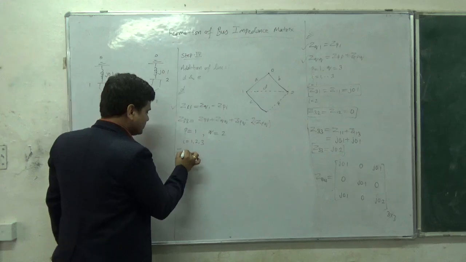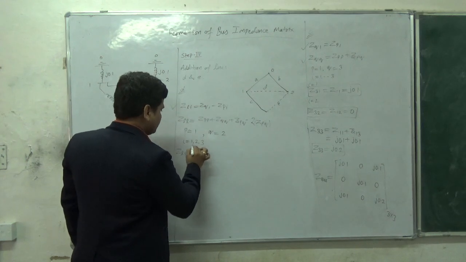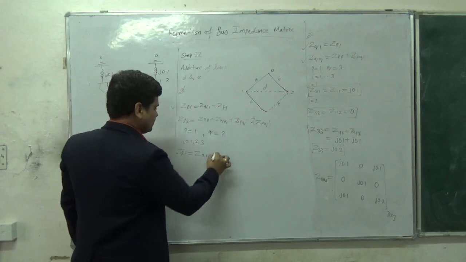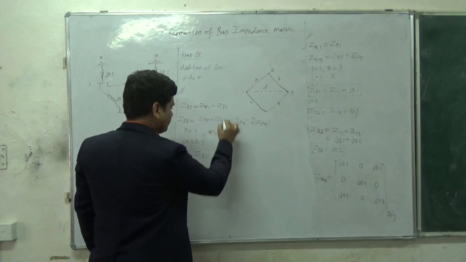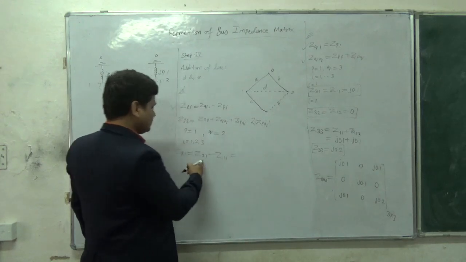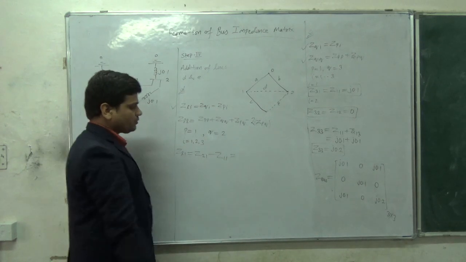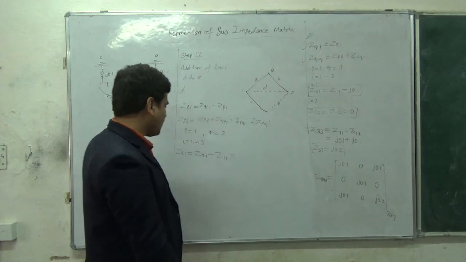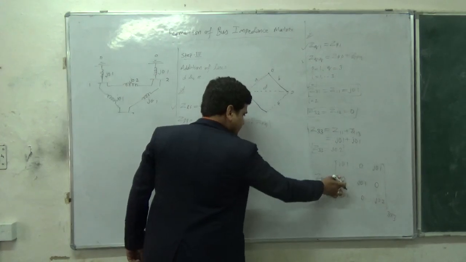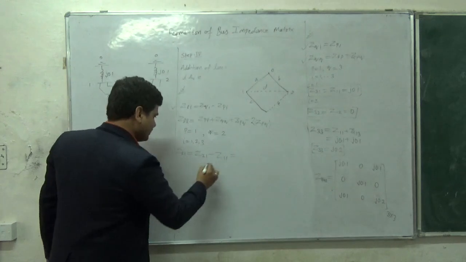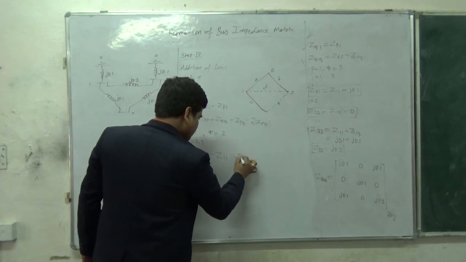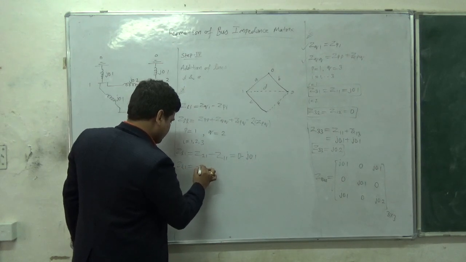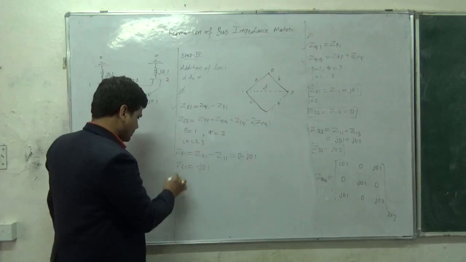Put I is equal to 1. ZL1 is ZQ, which is 2, I is 1, minus ZP, which is 1, I is 1. It becomes Z21 minus Z11. You can see the values from the matrix: 0 minus j0.1, and my ZL1 is minus j0.1. Okay, no problem.